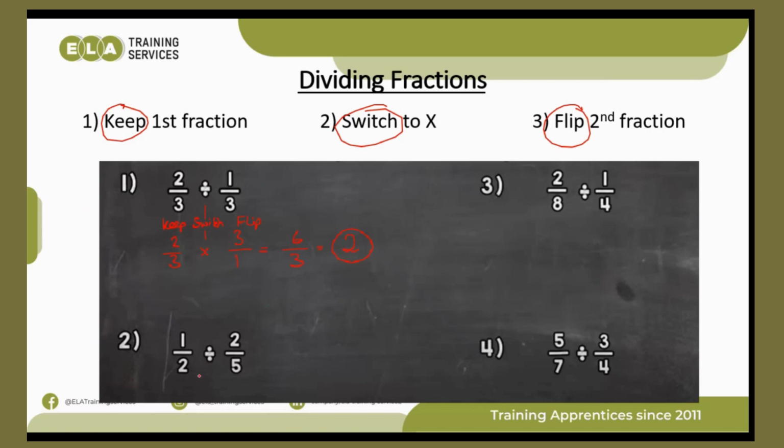Okay, let's have a look at number 2. So 1/2 divided by 2/5. So we keep 1/2, we switch to multiply, and then we flip the last. So 1 times 5 is 5, 2 times 2 is 4, 5 over 4 is 1 1/4. Okay, have a go now at questions 3 and 4.